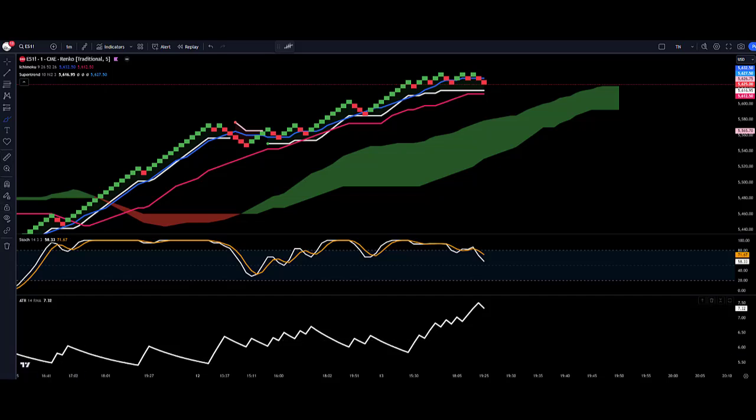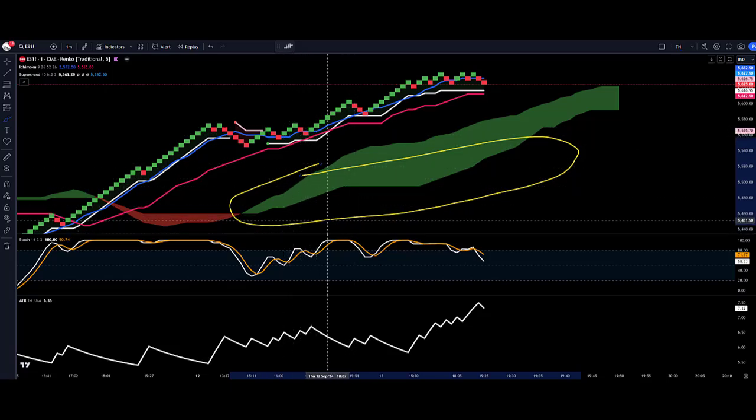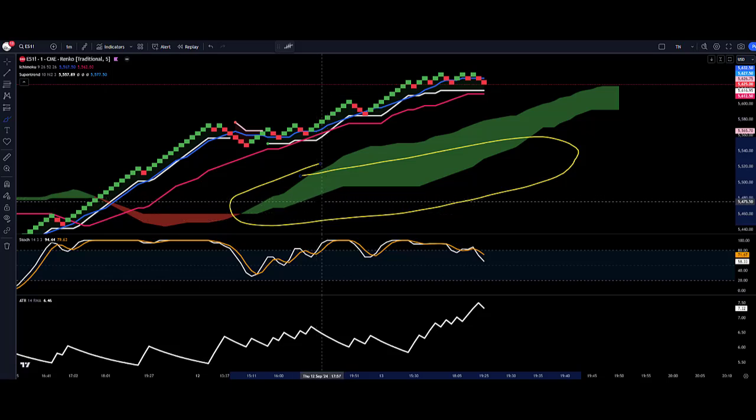So rule number 1, the cloud. Remember, there it is. If it's above it, bullish; below it, bearish. We want the cloud in this instance to be green because it's bullish. We want it to be showing an uptrend. So basically Senkou Span A is greater than Senkou Span B.